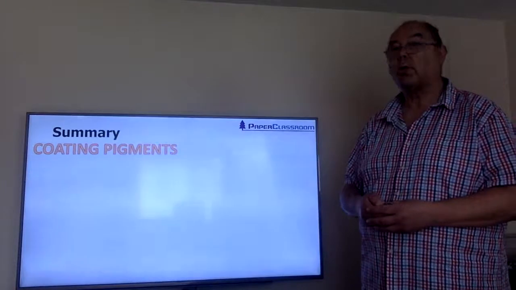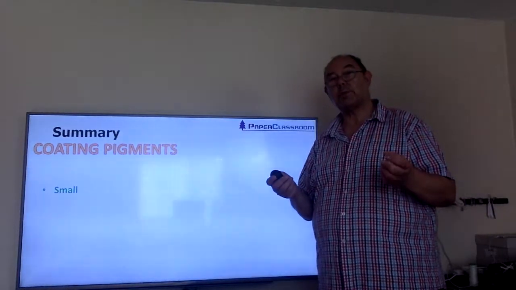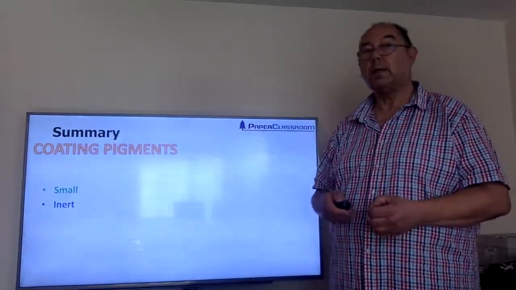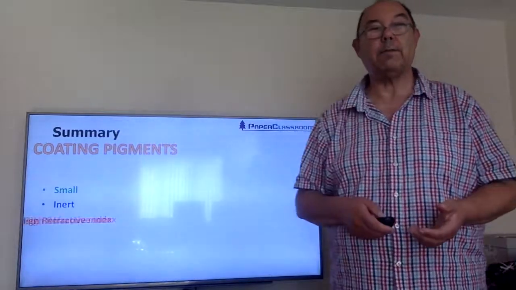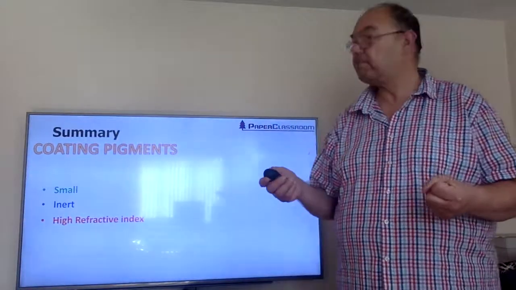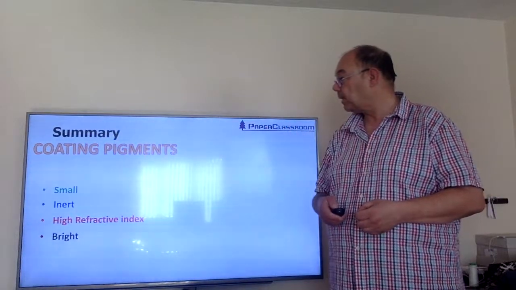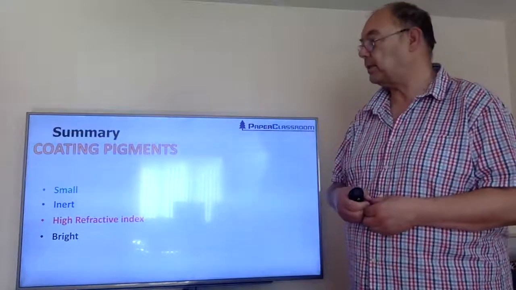So a summary of coating pigments. Coating pigments want to be small, typically 1 micron or less. They need to be inert, so chemically unreactive. They want to have a high refractive index so they've got good hiding power. And they want to be bright, and they usually are brighter than fibres.